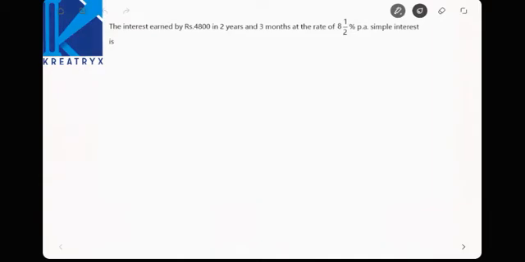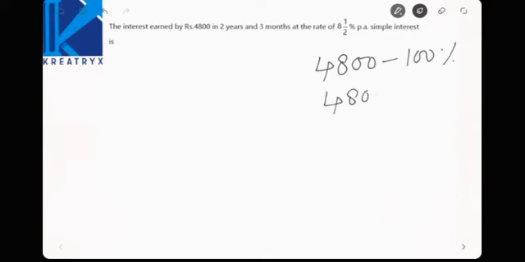See the first one. The interest earned by rupees 4,800 in 2 years and 3 months at the rate of 8 1/2% per annum is. So you have to find out the simple interest, right? See here, the principal will not change. So the amount is 4800, and that is nothing but 100%.